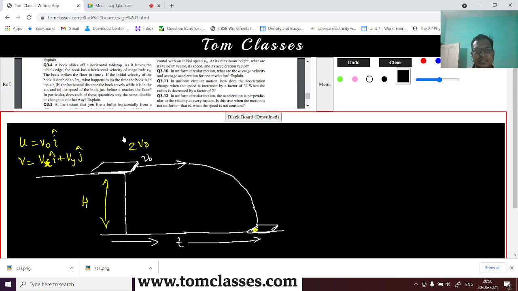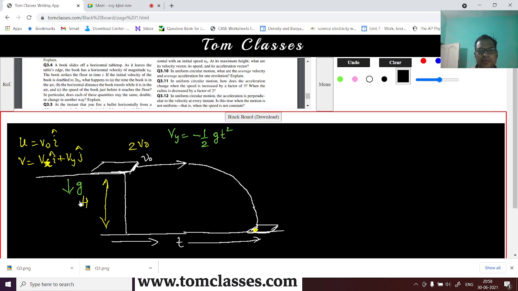So what I can say, the y component will be given by vy. It is always going to be the initial component, minus half gt square, right? There is a g which is going to act downward, we know that. So this is vy. Finally it is time t, so at time t, this is the vy component.